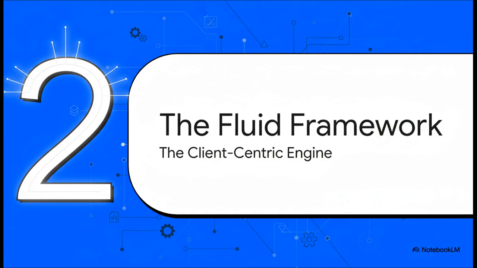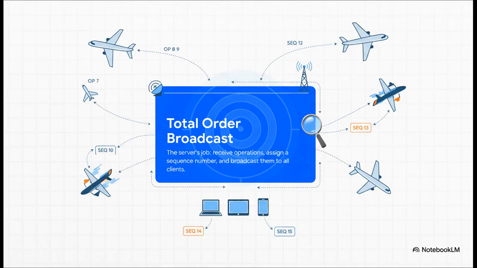So, what's the magic that makes all of this possible? Well, that brings us to the core technology, the Fluid Framework. This is the client-centric engine, and that client-centric part is key. That makes the whole experience faster and way more resilient. Now, this is where things get really fascinating, because it completely flips the script on what a server normally does. With Fluid, the server isn't the brain anymore. It's not doing all the heavy lifting. Think of it more like an air traffic controller. It just takes in all the incoming edits, stamps them with a sequence number to keep them in order, and then broadcasts them back out. All the real work, that's happening on your device.